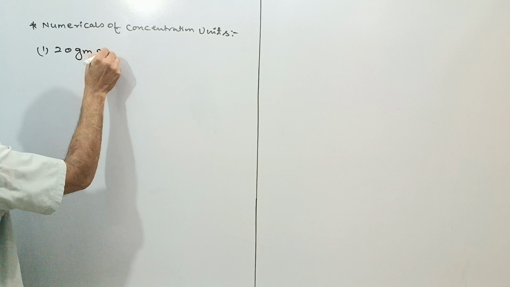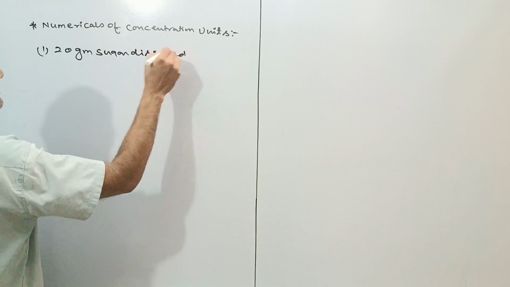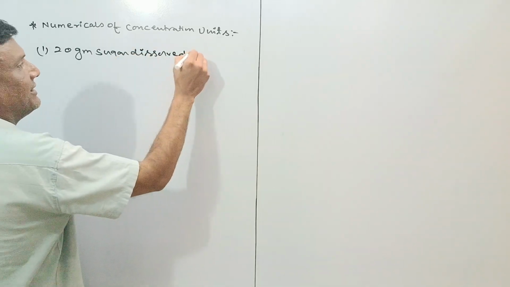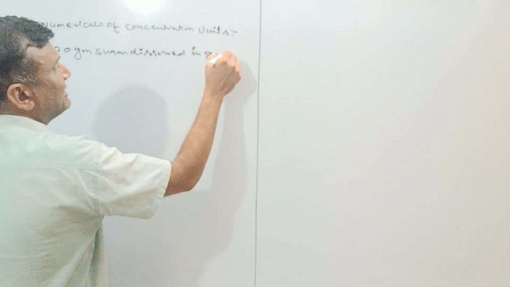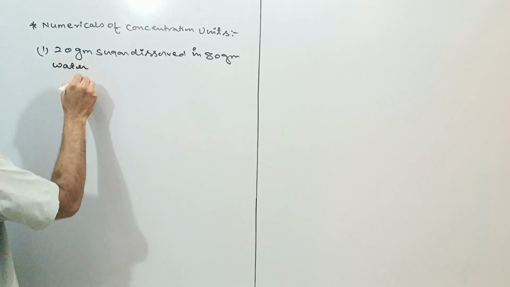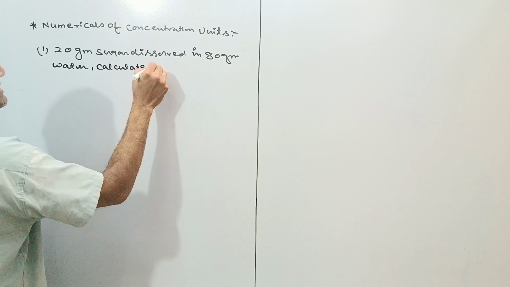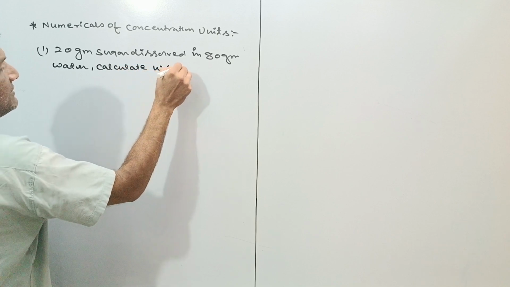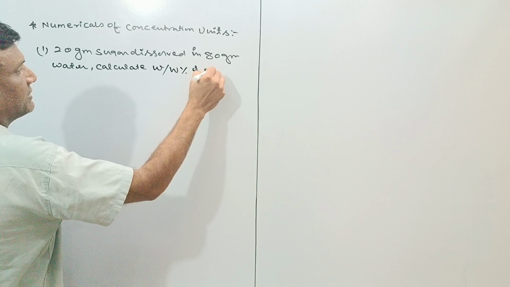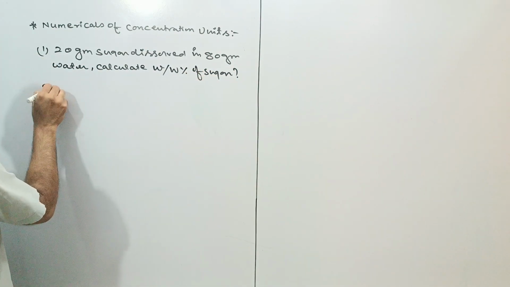First question is: 20 gram sugar dissolved in 80 gram water. Calculate the mass percentage of sugar.